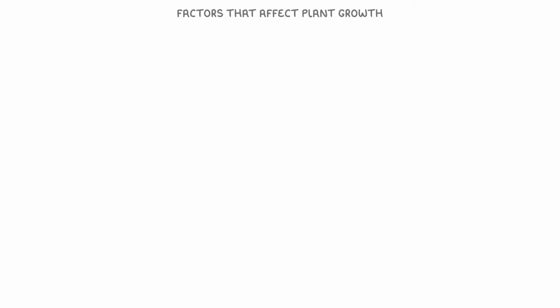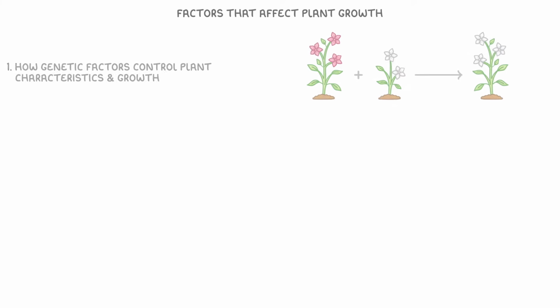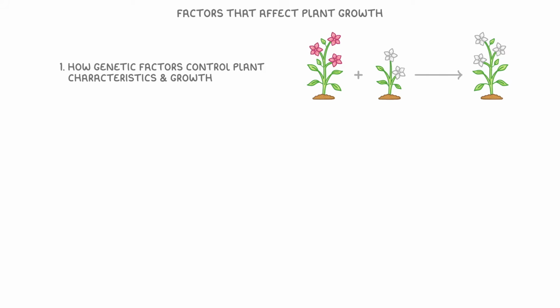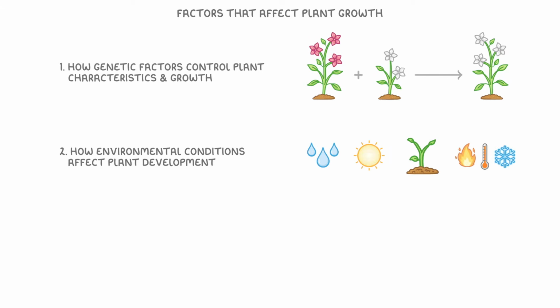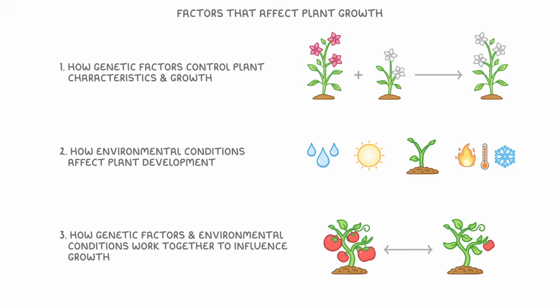In this video, we're learning about the factors that affect plant growth. So we'll cover how genetic factors control plant characteristics and growth, how environmental conditions affect plant development, and then finally, how genetic factors and environmental conditions work together to influence growth.